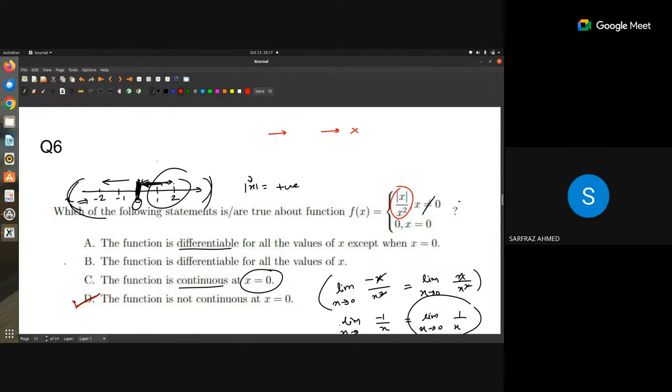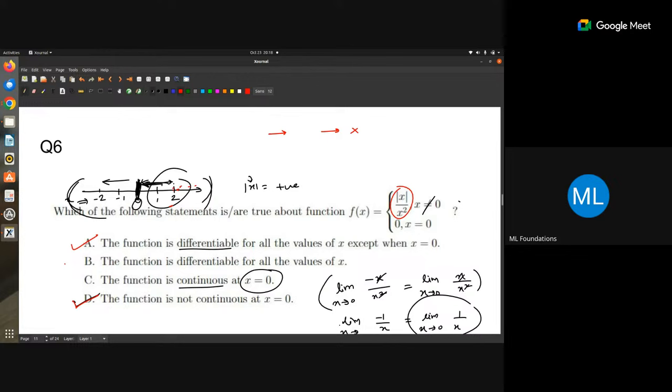Sir, can I ask one thing? If the left side limit and the right hand side limit both are coming to be positive infinity, then is it continuous or discontinuous? This is a good question. Generally, infinity will not tell you that. Visually it may look so, but infinity is not a number, and every time the infinity may change.